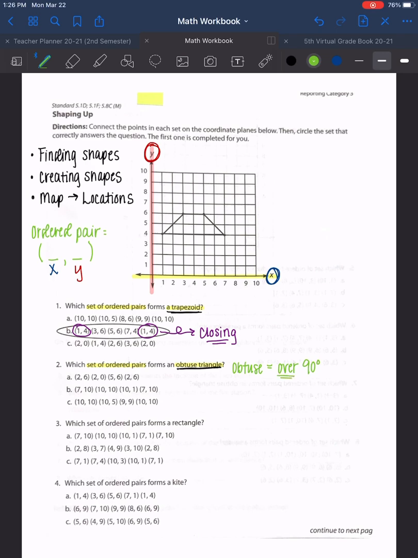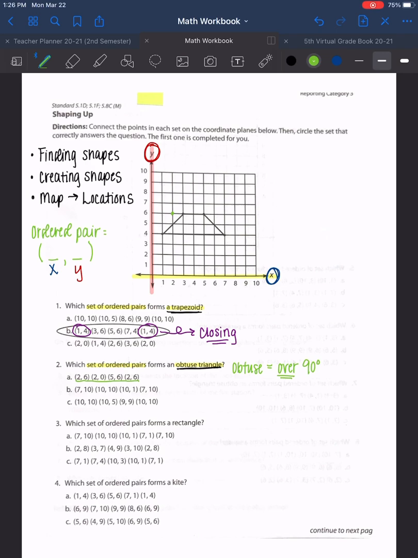So obtuse is over 90 degrees. So let's go ahead and plot these ordered pairs and see what we got. We're going to start with A, and let me color code it real quick so that we can see it clearly.